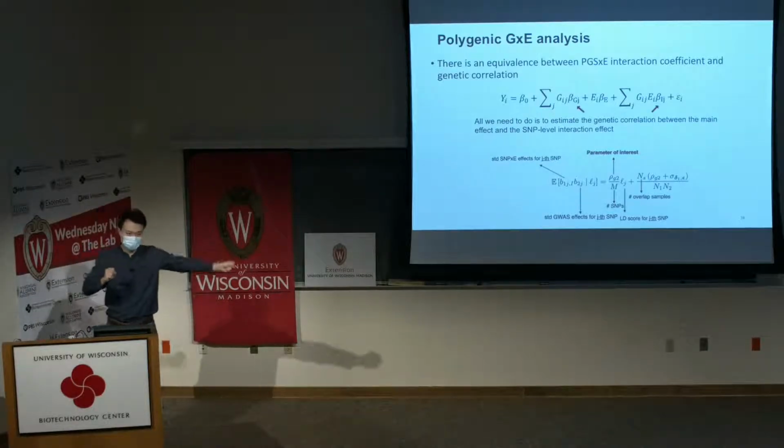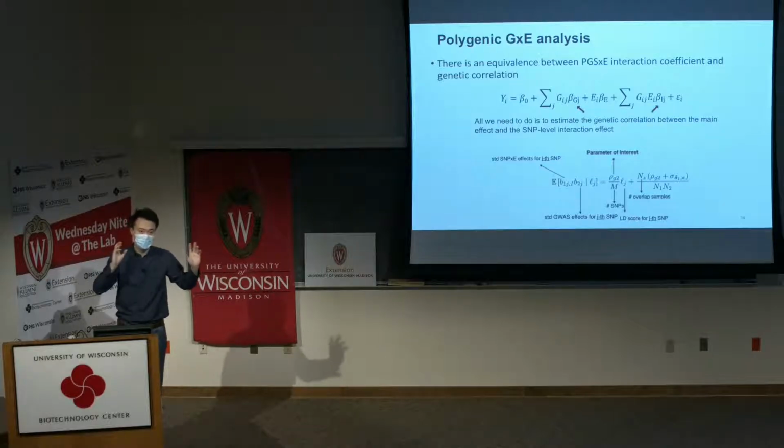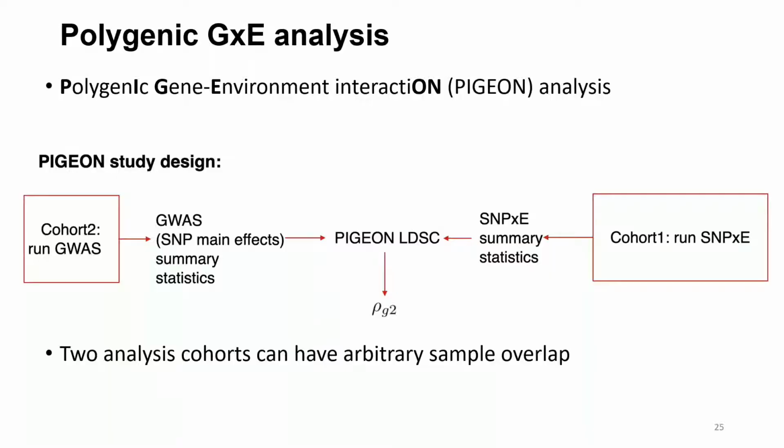You do not need the external GWAS to build this not so accurate polygenic risk score. And you can also have sample overlap between the GWAS you use to estimate main effect and also the GWAS used to estimate interaction. To better illustrate this, this is sort of the design here. By the way, the method is called PIGEON. That's similar to QUAIL, a bird suite of methods: polygenic gene environment interaction.